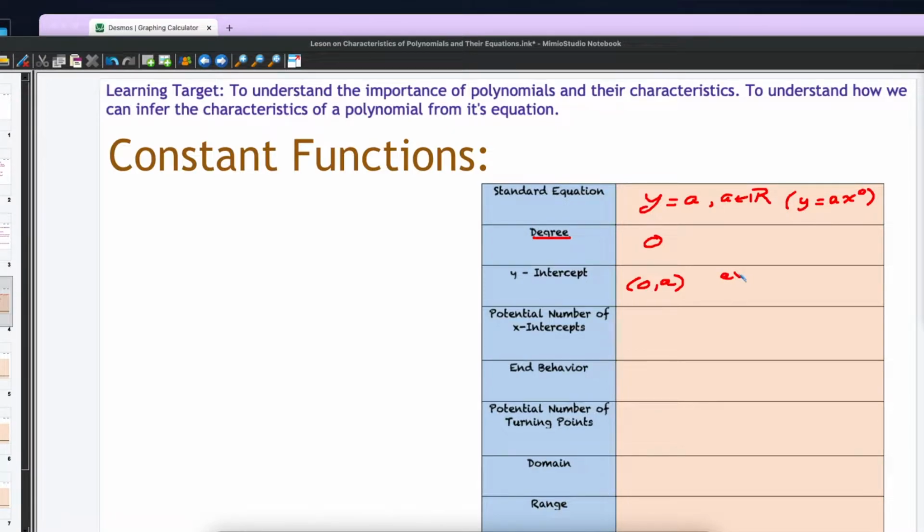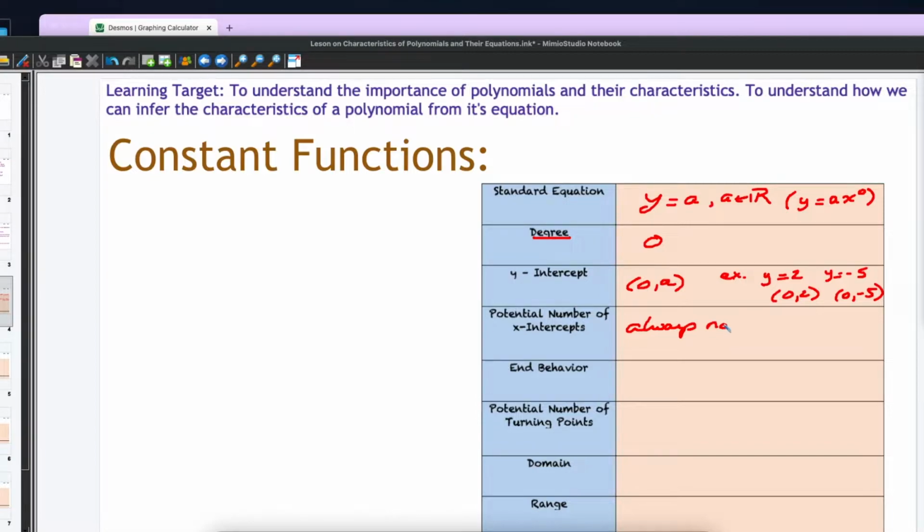So as a concrete example, if I had, say, y equals 2, my y-intercept would be (0, 2). If I had an example y equals -5, my y-intercept would be (0, -5). So it's going to cross wherever that fixed value is held. Okay? Potential number of x-intercepts, it's always none, basically.